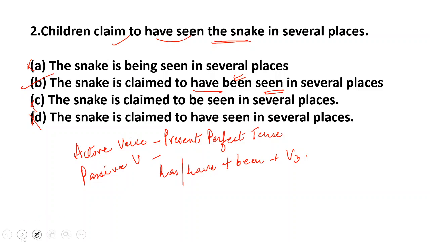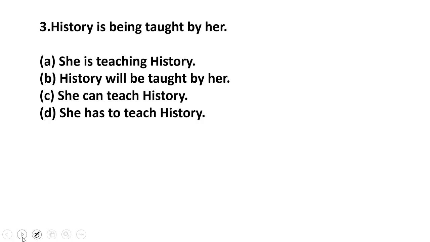Next one. History is being taught by her. History is being taught by her. This is all present tense. Now, how can you identify this sentence? History is being taught by her. So this teaching is done on history. History is being taught by her. So it is in the passive voice.